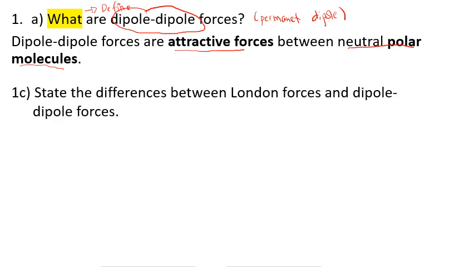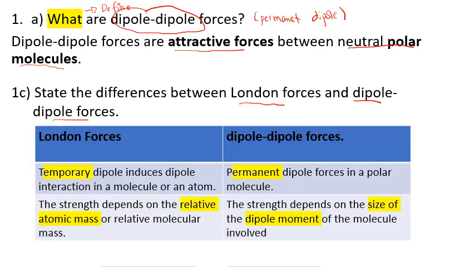If there is a different electronegativity, it may cause the molecule to become a polar molecule. Now let's proceed with question 1C. Now we are going to look at the difference between London forces and dipole-dipole forces. Okay, let's see this table. Like we already mentioned, dipole-dipole forces are permanent dipoles, so here this is permanent, while for London forces, it is temporary, because the electron is moving all the time.